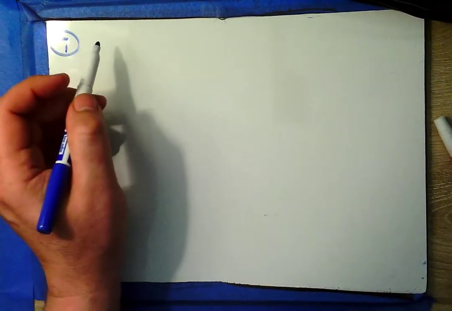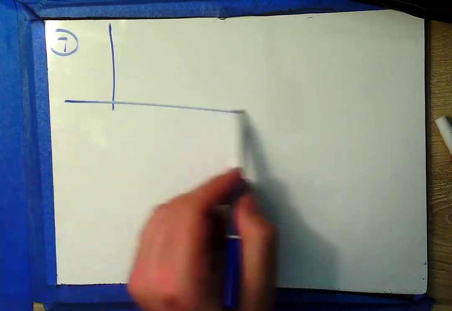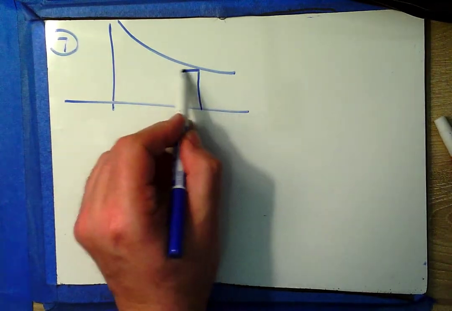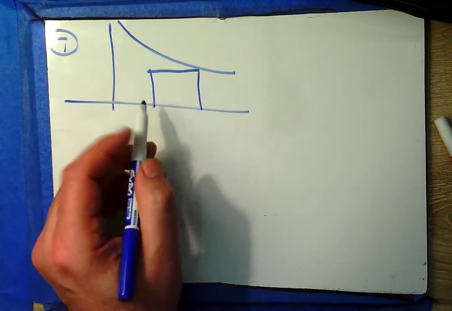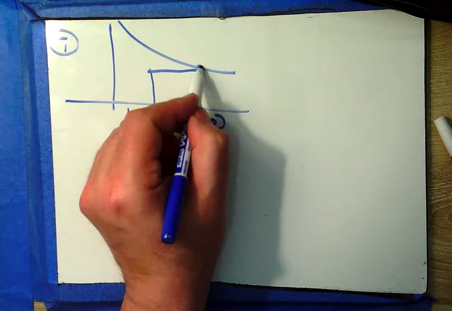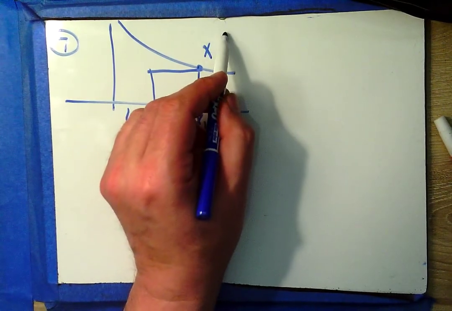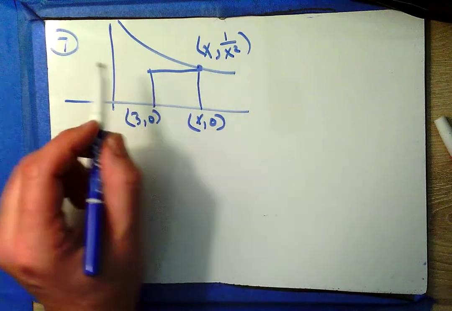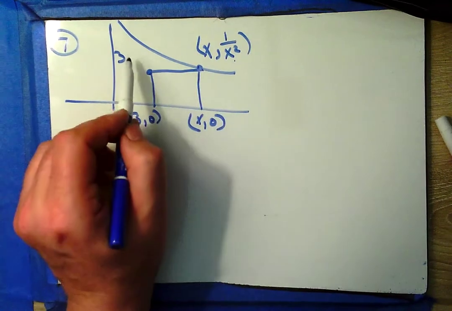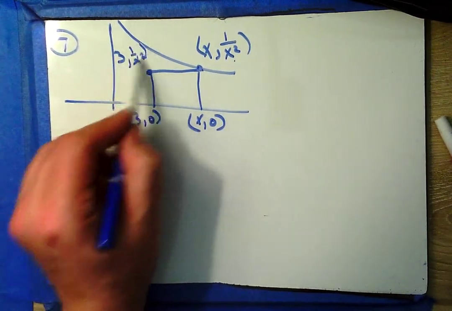Okay, problem number 7. 7 says we've got these points that are vertices as shown in the picture, and that's a funky picture. It looks like this, and we've got this, and this, and this. This is 3, 0. This is x, 0. This is x, comma, 1 over x squared. And here we have 3 with the same height as over here, so 3 comma 1 over x squared is that one.